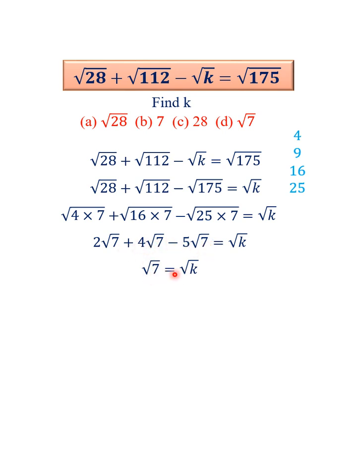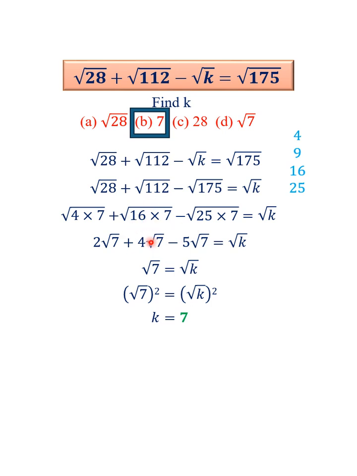If root 7 equals root k, to obtain the value of k, we need to square both sides to cancel out the square root. So if we square both sides, we have root 7 squared equals root k squared. The square will cancel out the square root and we will be left with 7 on one side, and k on the other. Therefore, k will be equal to 7. And that means the correct answer is option B, 7.